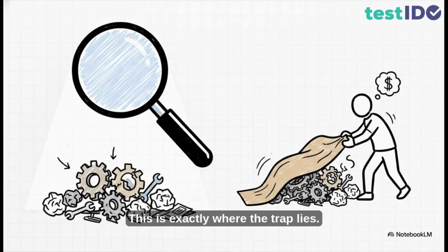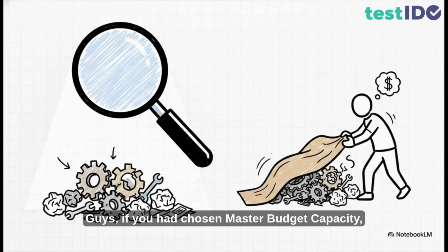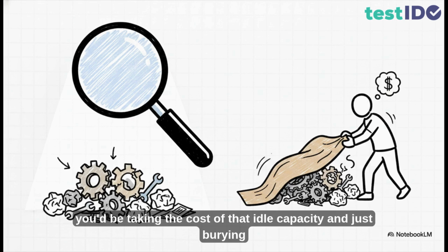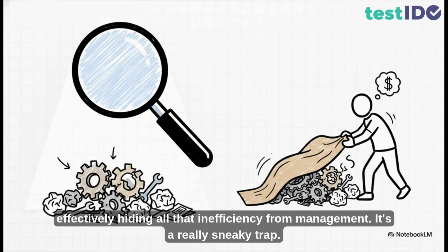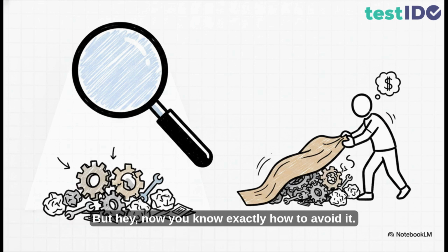This is exactly where the trap lies, guys. If you had chosen master budget capacity, you'd be taking the cost of that idle capacity and just burying it inside the product cost itself, effectively hiding all that inefficiency from management. It's a really sneaky trap. But hey, now you know exactly how to avoid it.